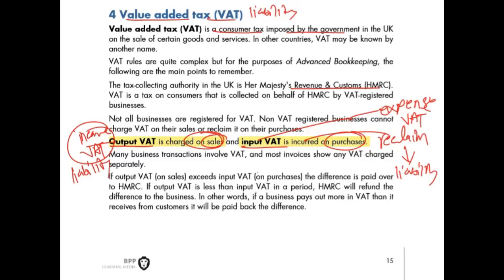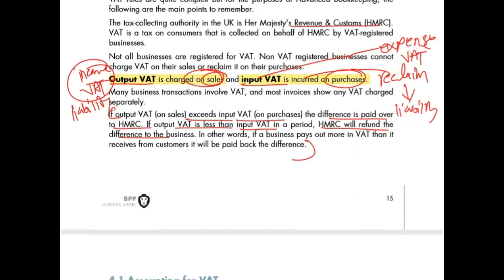This is the biggest concept of your VAT. A little bit talky here. This paragraph is important. If output VAT exceeds the input VAT, meaning your income VAT is higher, the difference is paid to HMRC, isn't it? But if output VAT is less than input VAT, meaning your expense VAT is higher, HMRC will refund you the difference. These are the things that happen in a VAT account.